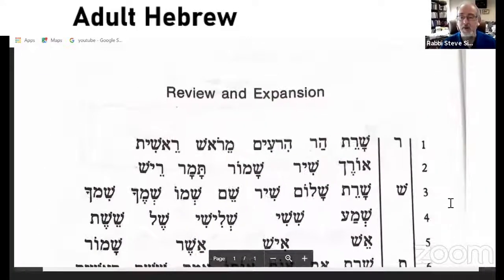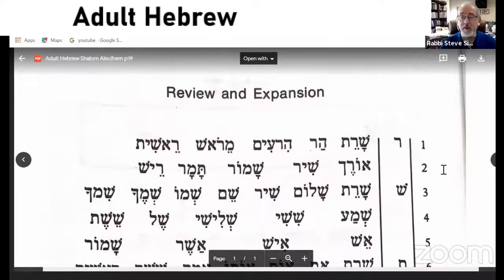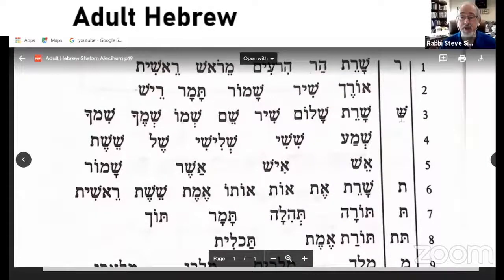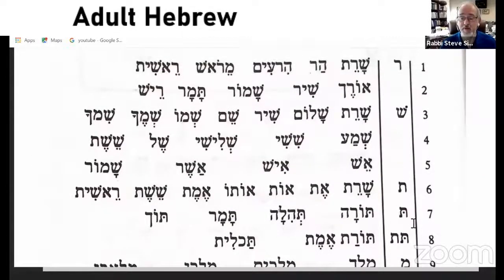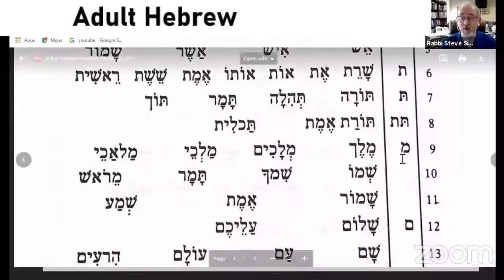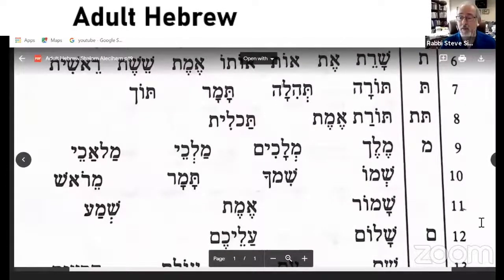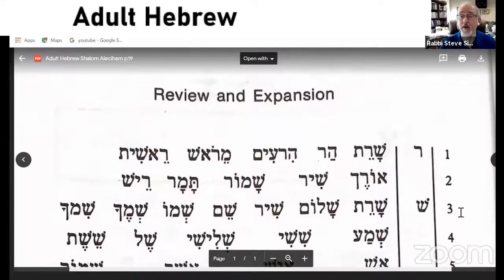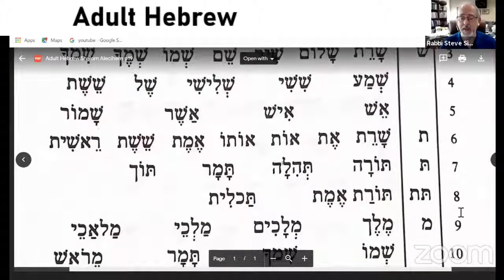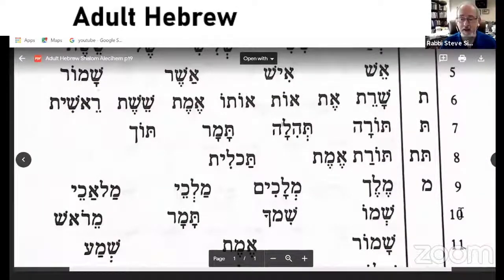And you can see these letters as well. And these are the letters we just learned. This is the resh in the margin here, the shin, both forms of tav. There's the tav. Review, you remember the mem and the final mem. Obviously, as you go through this chart here on the equivalent of page number 19. So this is available to you to practice.